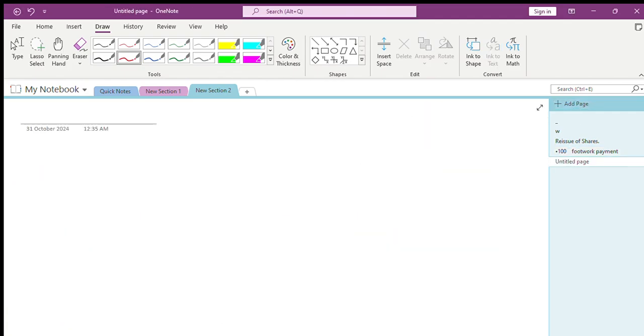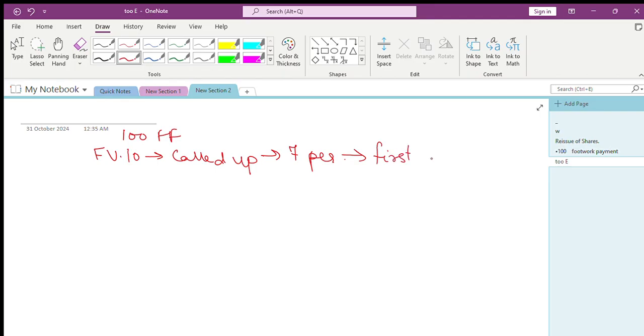Let's see one example where the share is partly called up. Say 100 shares are forfeited. Each share is of 10 rupees, this is the face value. Called up is say 7 per share, and the first call of 2 is not given.